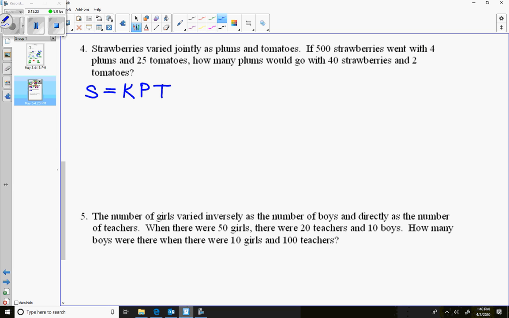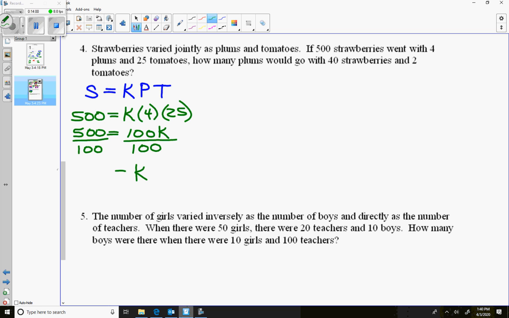If 500 strawberries went with 4 plums and 25 tomatoes. All right. So 500 strawberries, 4 plums, 25 tomatoes, and solve for K. Watch your handwriting. Don't let your 5s and your S's get mixed up. Things like that. Divide both sides by 100, and we find that K is simply 5.